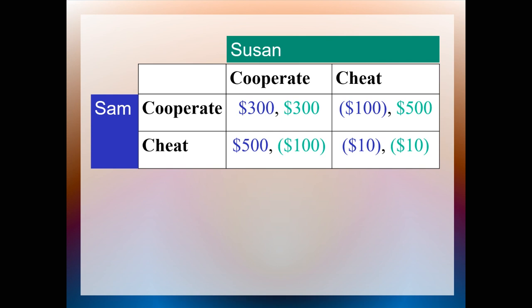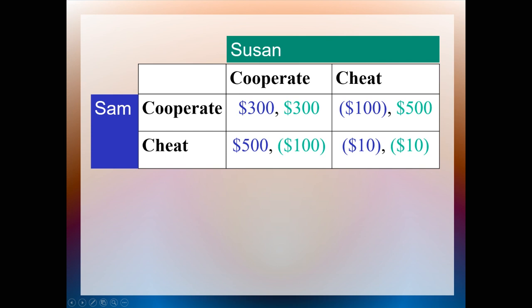If one of them chooses to cheat, so for this example, if Sam chooses to cheat and Susan chooses cooperate, then Sam gets $500 and Susan loses $100. If Sam chooses to cooperate and Susan cheats, same thing. He loses $100, she gains $500. If they both choose cheat, they both lose $10. So they both are worse off if they both cheat. They're both better off if they both cooperate. And if one cheats and the other cooperates, then the cheater is better off even more, and the one who cooperated is hurt more.